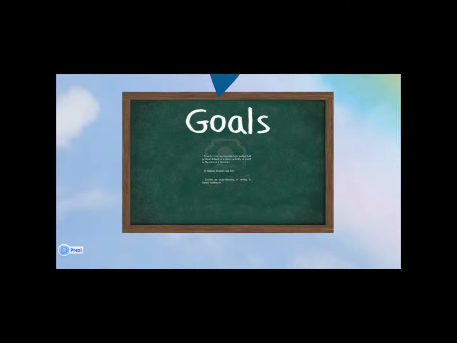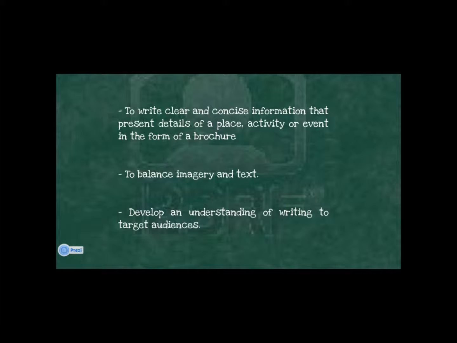Goals. The goals for this unit were quite simple. We wanted students to write clear and concise information that presented details of a place, activity, or event in the form of a brochure. Being able to discern and delegate key information is a skill that needs opportunities for practice, and was one of the key goals in this unit.